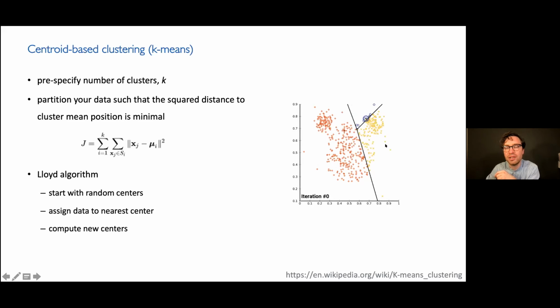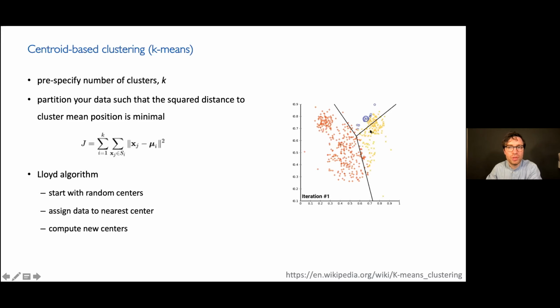Then for each of your data points, you assign the data point to the cluster where the center is nearest. So the yellow center is here, so everything here would be assigned to the yellow cluster. Once you did this, you update the centers of your clusters. Now you take the centroid of this yellow cluster, for instance, and the yellow center ends up here.